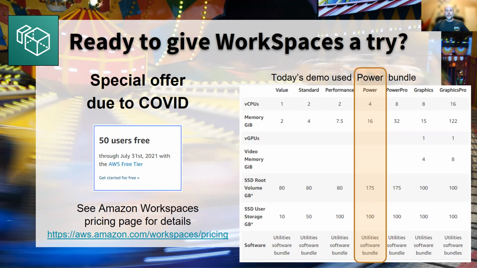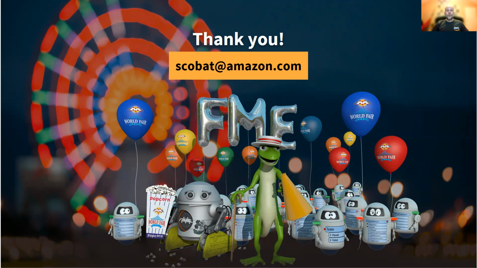The bundle type that we used today was a Power bundle. And you can see it had 4 virtual CPUs and 16 gigs of memory. You can go all the way up to a Graphics Pro bundle that has 16 virtual CPUs, 122 gigabytes of memory, and dedicated memory for GPUs. And with that, we'll open it up for Q&A.